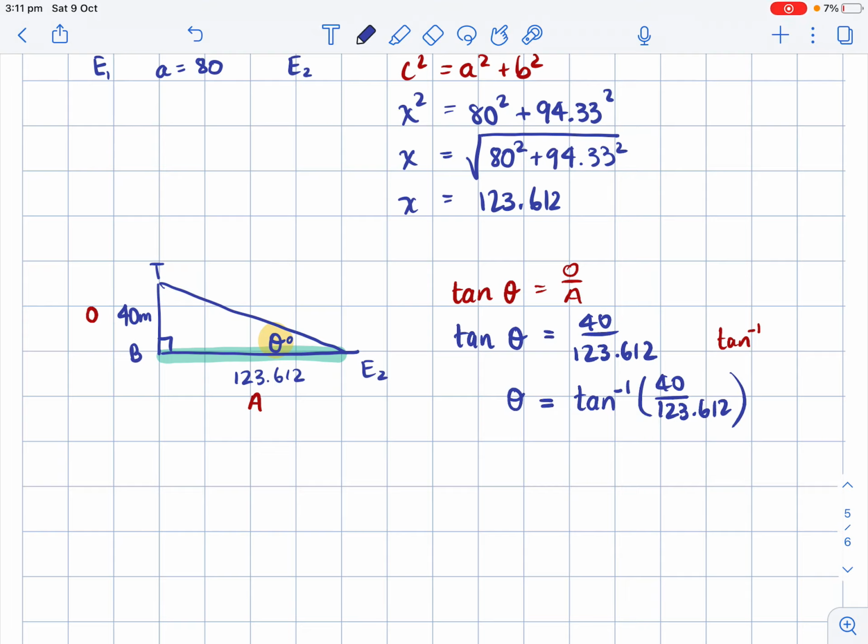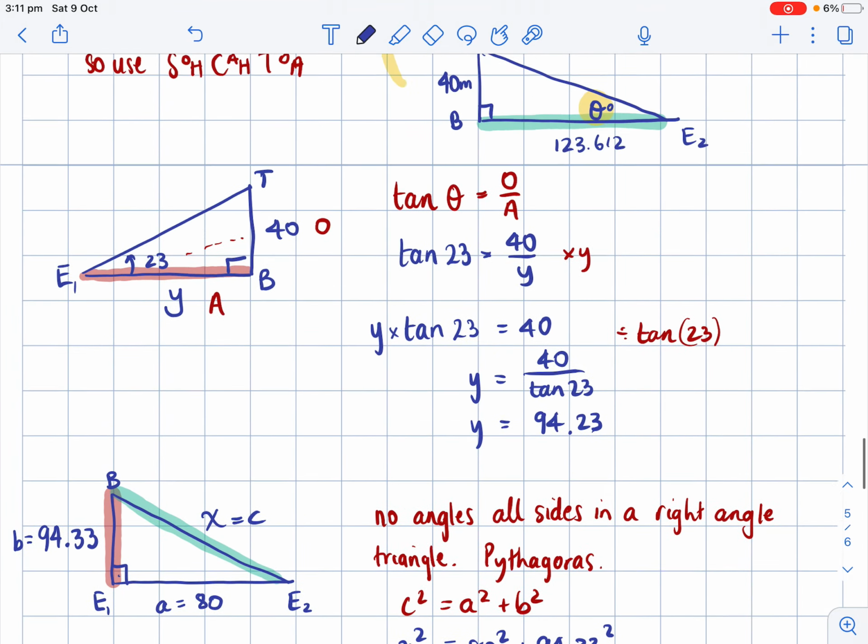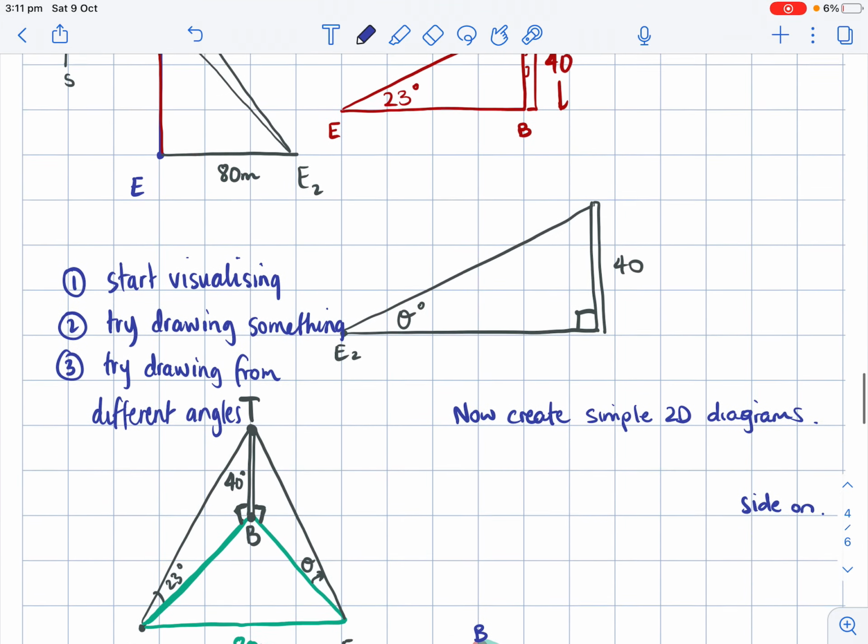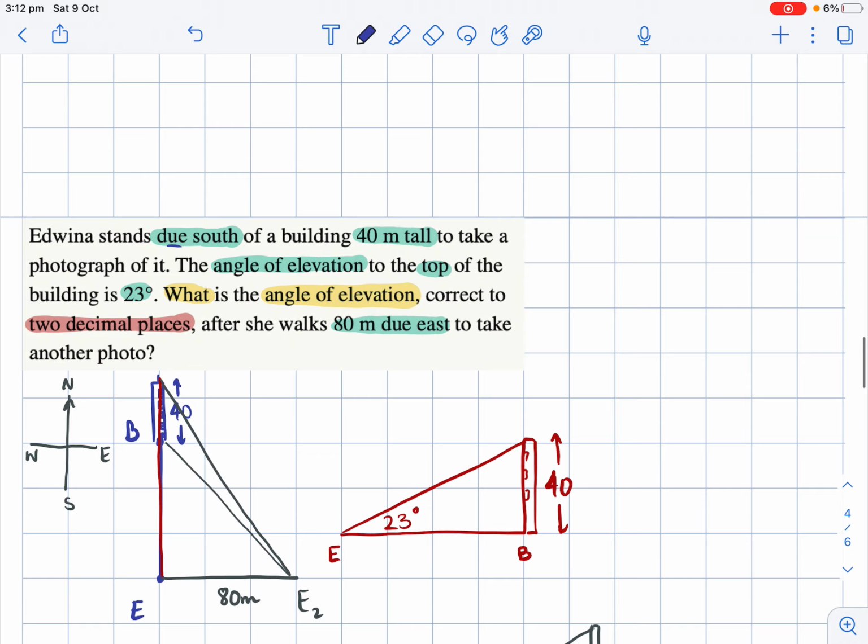So we do inverse tan of that and we get 17.93 degrees. Now, it'd be really useful to just stop and take a moment. We've done a ton of work on this question, so think about, have I actually answered what was going on? Have I found an angle of elevation? Well, I've got an angle, so that's a good sign. Does my answer make sense?